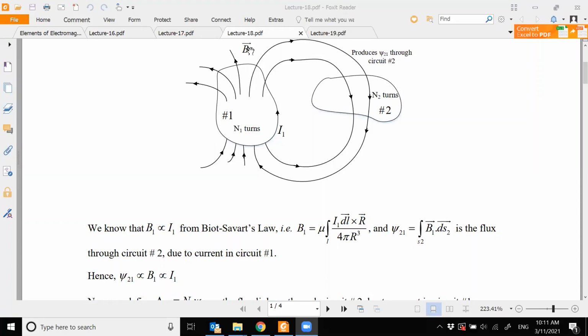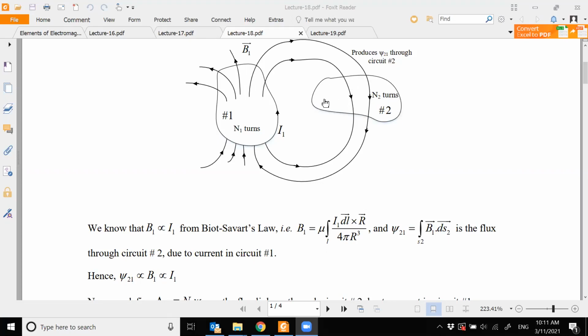Now, this magnetic flux density B1 is everywhere. This magnetic flux density will create a magnetic flux through this circuit number 2, which is in the vicinity of the first current loop I1. So there is a loop here, and it's just a loop, nothing else. Current is flowing in loop 1, not in loop 2. So just a loop is there.